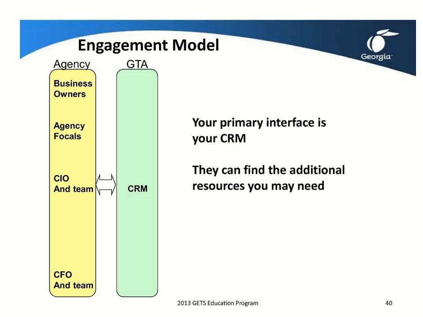So this is a picture of the GTA engagement model. You see the agency made up of business owners, agency focals, CIO and the team, and the CFO and the team. And then you have GTA. Your primary interface is your CRM, your customer relationship manager. They can find the additional resources you may need.